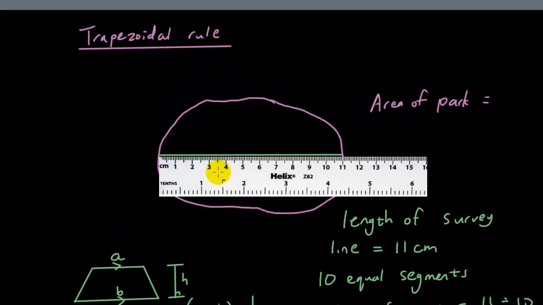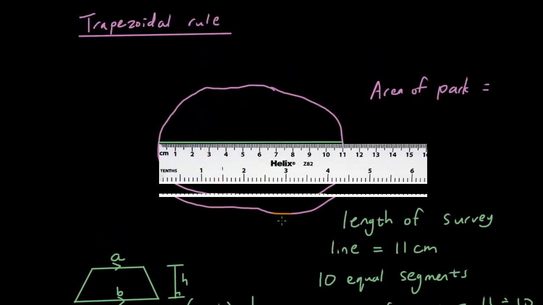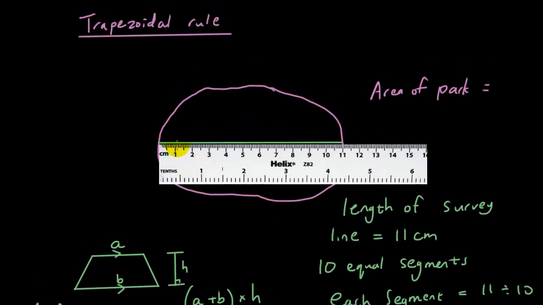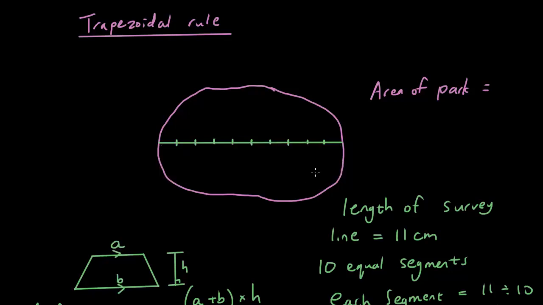So let's do that. Let's divide this into 10 segments. Each segment is 1.1 centimeters, so every 1.1 centimeters, we're going to create a little mark. 1.1 plus 1.1 is 2.2, 3.3, 4.4, 5.5, 6.6. Let's speed it up a bit. Okay, so we have 10 segments. Let's just hide the ruler for a second and see if we have 10 segments. 1, 2, 3, 4, 5, 6, 7, 8, 9, 10. Yes, we have 10 equal segments.